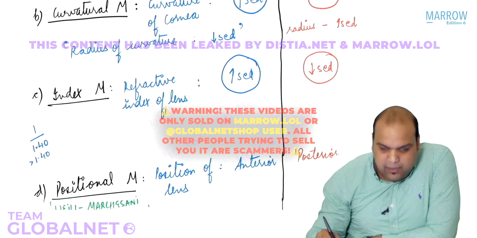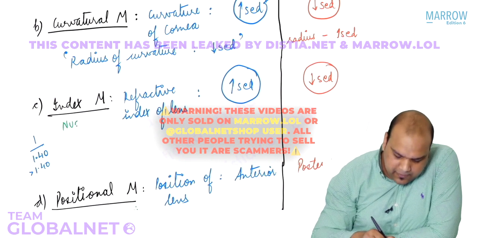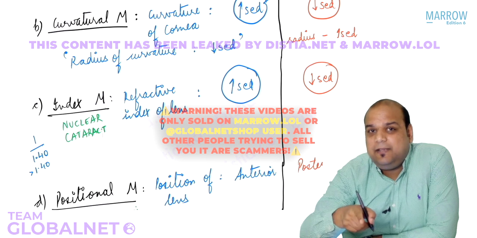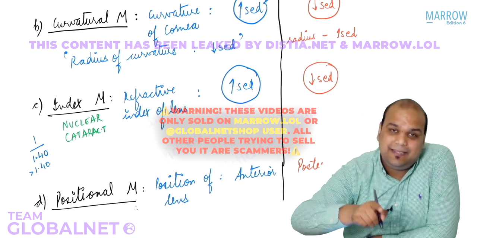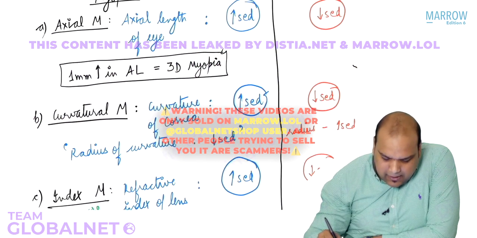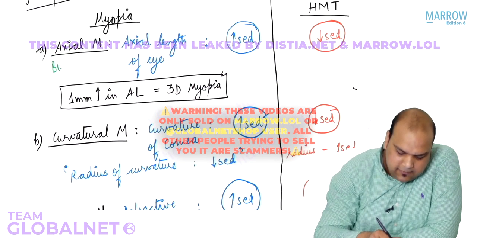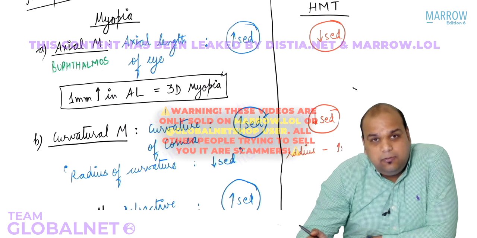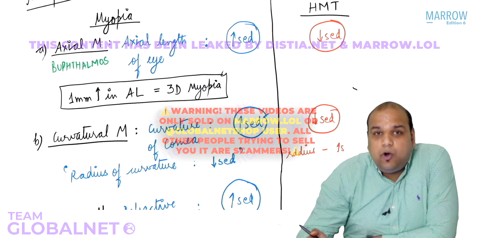Similarly, in the chapter on lens, we have already discussed nuclear cataract. Nuclear cataract causes sclerosis, increases the refractive index. That is why the power is increased, and that is why it leads to index myopia. Similarly, we have discussed the word buphthalmos in the chapter on congenital glaucoma. Yes or no? Congenital glaucoma leads to an enlarged eyeball. Enlarged eyeball means axial length is increased. Buphthalmos, axial length is increased, will lead to axial myopia.